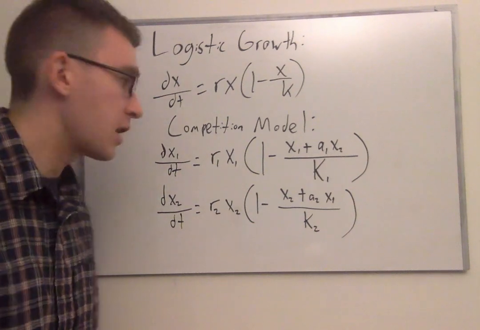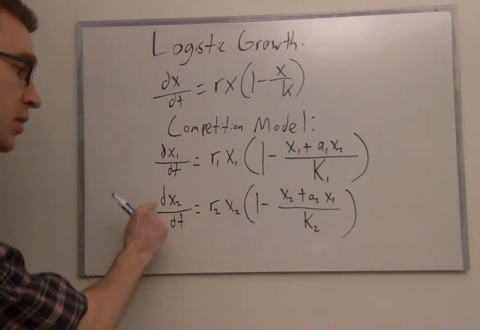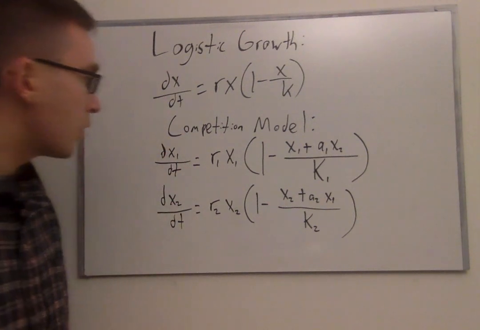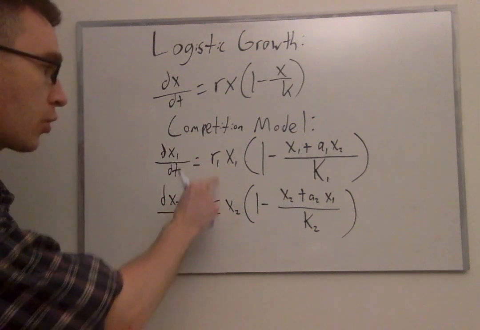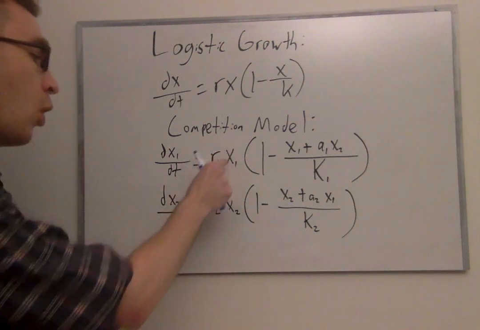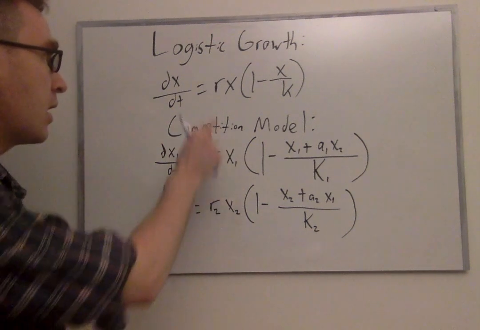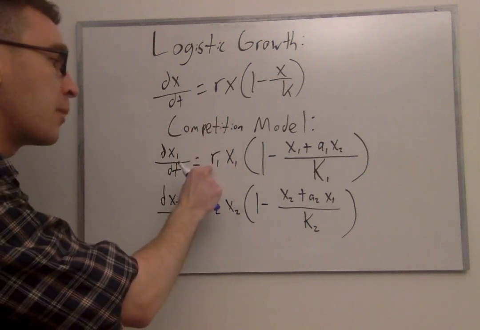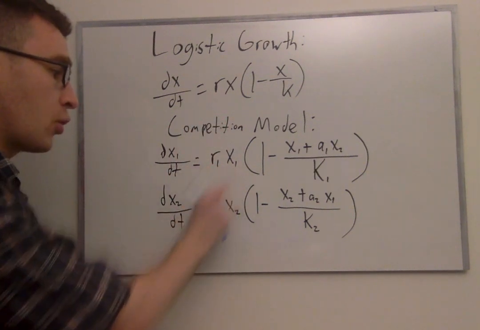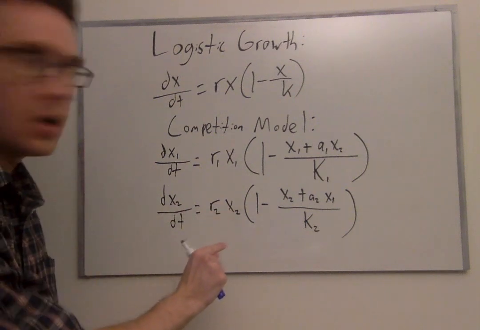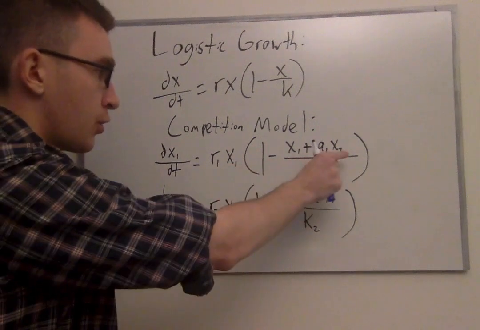But I'll just say animals for now. So we have animal species 1 and animal species 2. They both have growth rates. So R1 and R2 are the growth rates for species 1 and species 2. At this point, it still looks pretty similar to the logistic growth model. We have the growth rates here, and if it were just these terms, it would basically be exponential growth for both of them. But then we also have these terms here.